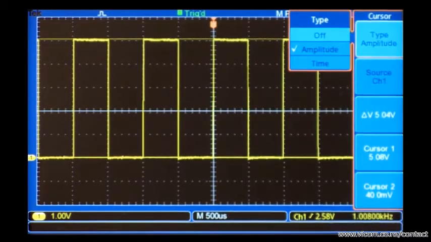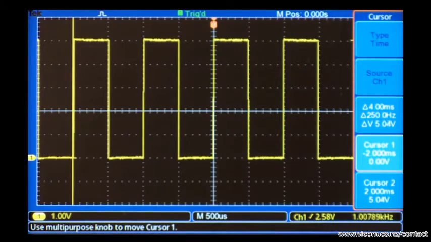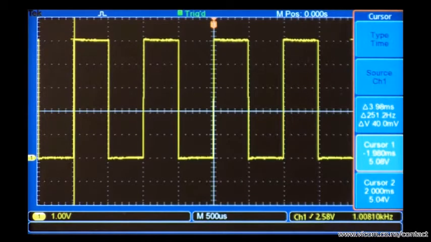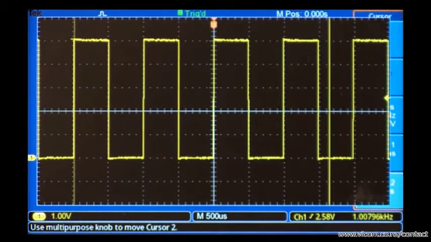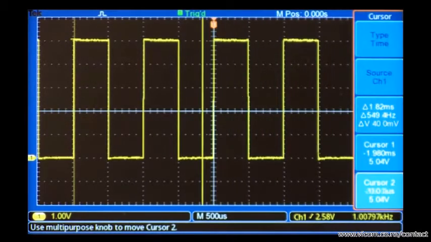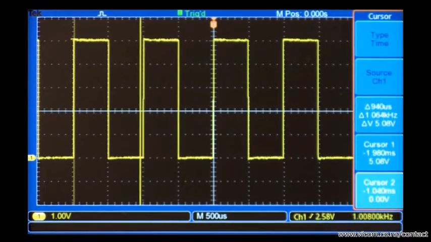The process for taking time measurements is similar. When I switch to time mode, the cursors switch to a vertical orientation. I'll position the first cursor on the first rising edge of the signal. Next, I'll position the second cursor on the second rising edge to encompass 1 period of the signal. The delta measurement shows time between the cursors. In this case, it represents the period of the signal. Also shown in the display is the frequency, which is the automatic calculation of 1 over the period.